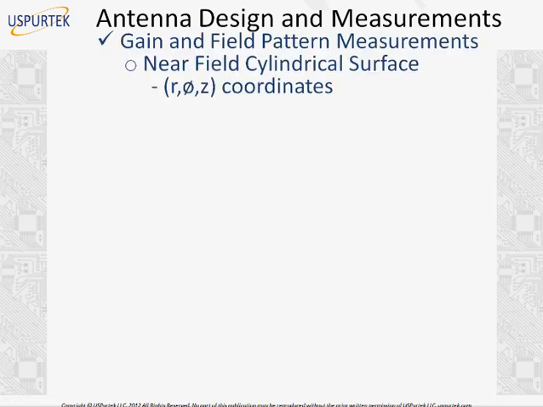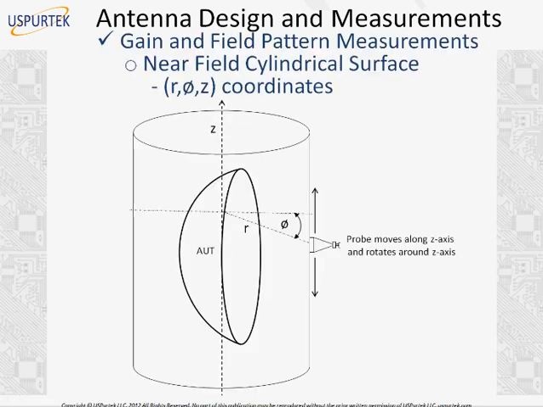Another surface you could use to measure the near field is a near field cylindrical surface. Here the probe moves along the z-axis and rotates around the z-axis, and you get r, phi, and z coordinates. This is again very useful for high gain antennas.